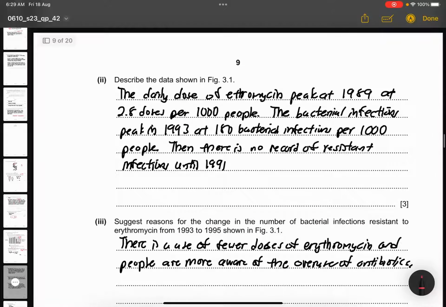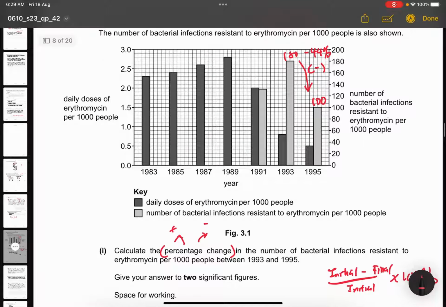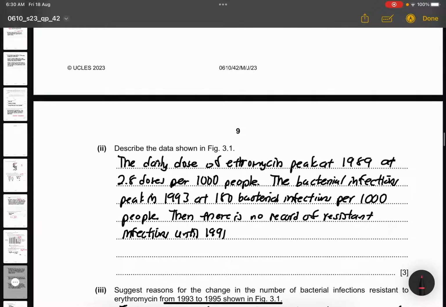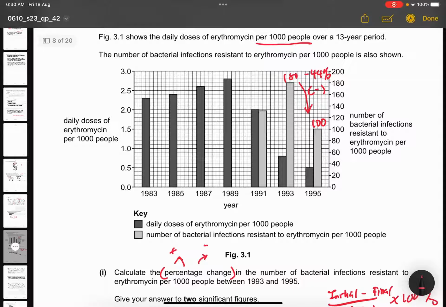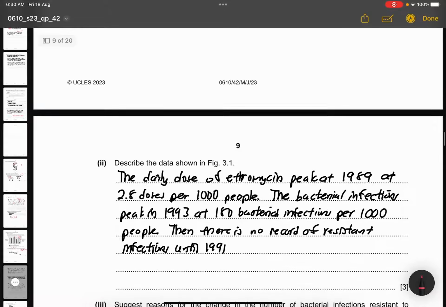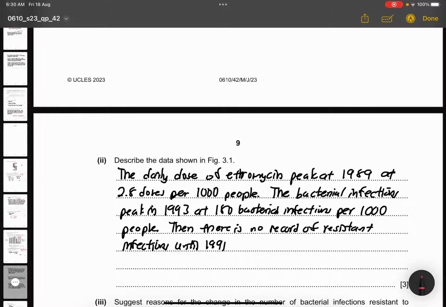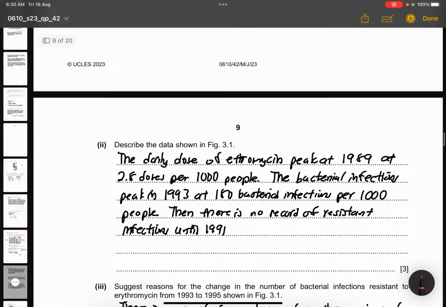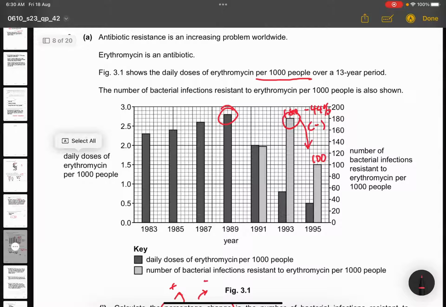Okay. Question part 2. Describe the data shown in figure 3.1. So they want to describe the data. So the daily dose of erythromycin peaks at 1989 at 2.8 doses per 1,000 people. So there's a 2.8, which is the peak. Always identify what is the peak first. Okay. The bacterial infections peak in 1993 at 180 bacterial infections per 1,000 people. Then there is no record of resistant infections until 1991. So after this, there will be a lower record of resistant bacteria.